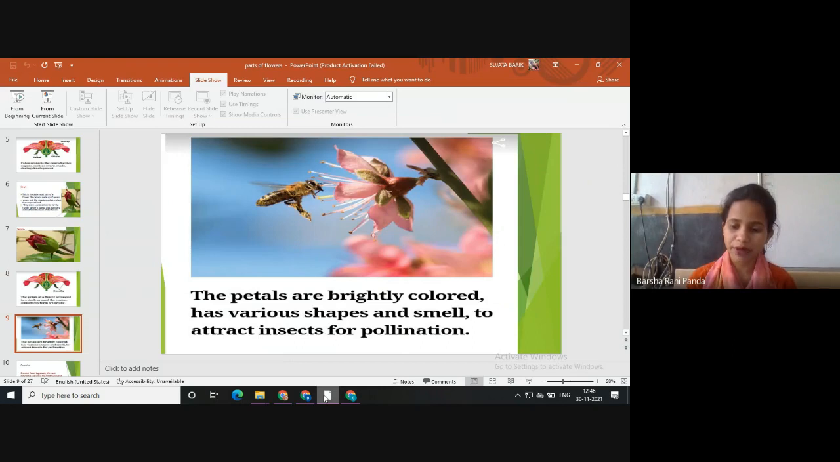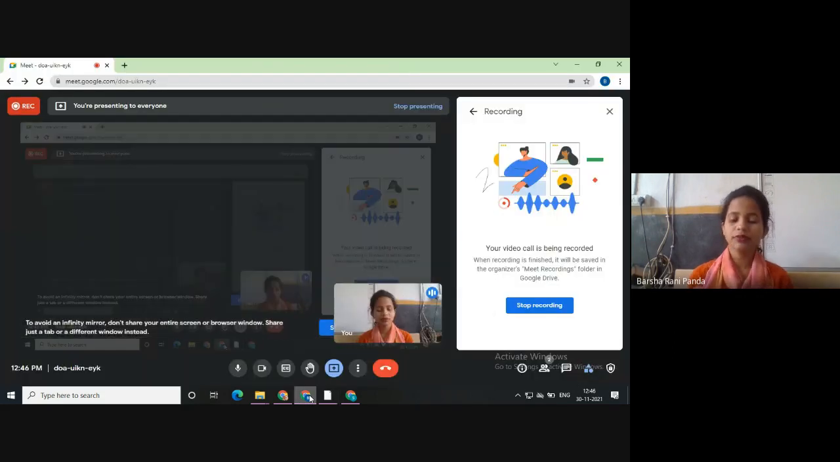The petals are brightly colored, have various shapes and smell to attract the insects for pollination. So these petals are the parts of corolla. They are brightly colored. As you can see, this is a yellow hibiscus and there are other colors of hibiscus like red and pink. So the petals are of different colors, different shapes, and they also have scents. What is the purpose of these? They attract the insects for pollination.